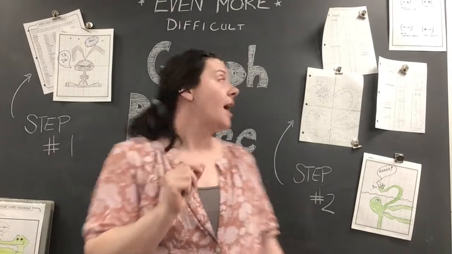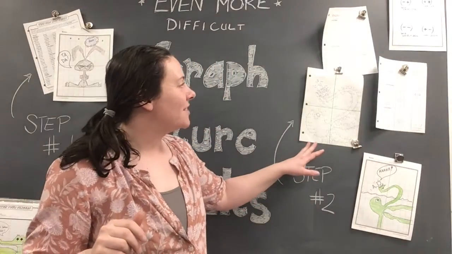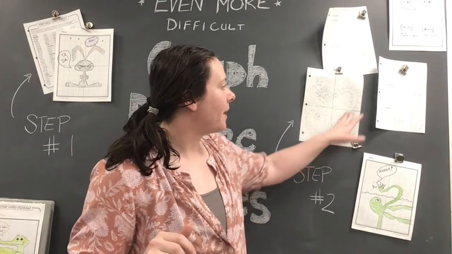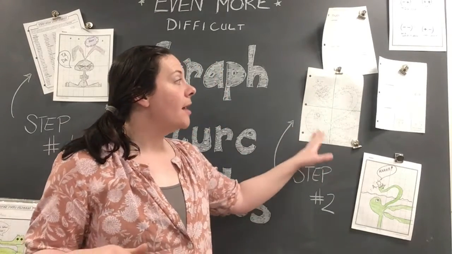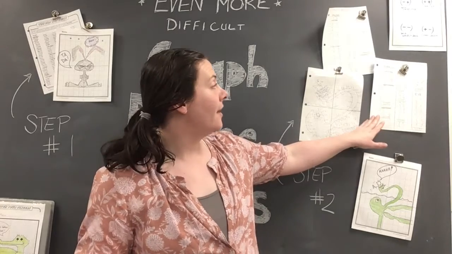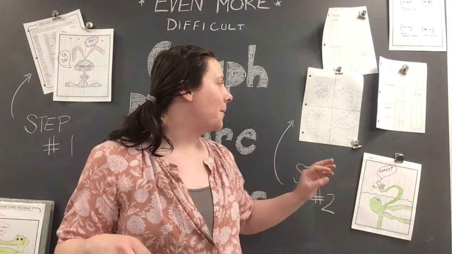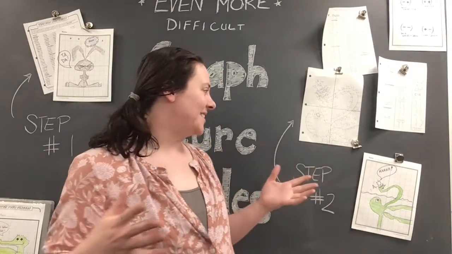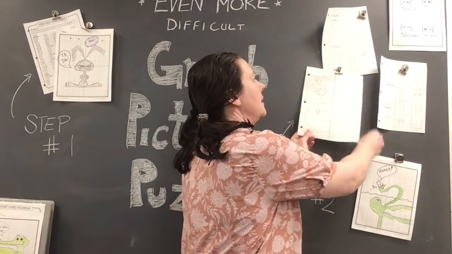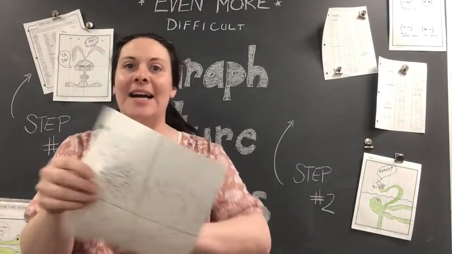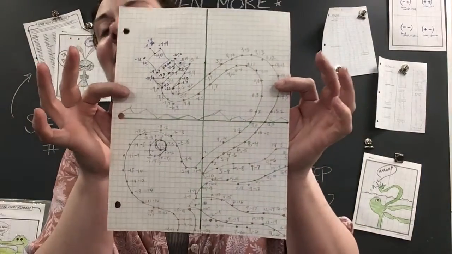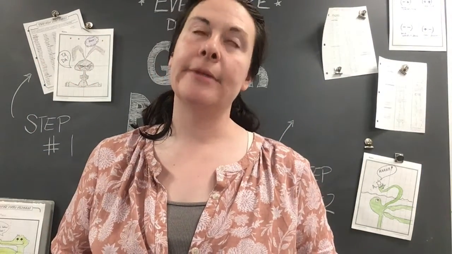Step number 2. Just like last time, you have to design your own graph picture puzzle, only on four quadrants this time. Plot it out, write down the directions. I decided to do like a Kraken sea monster. And I neglected to take my own advice.